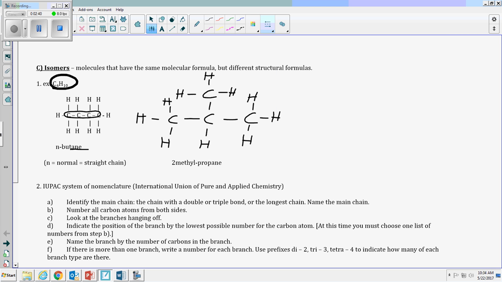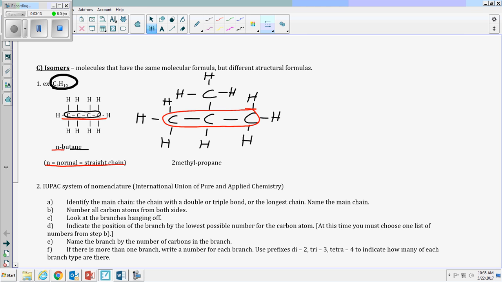That said, if you have this substance with all the carbons in one straight line, we call it N and then just the name that we would expect. This is a butane, N for normal, which means that all carbons are in one continuous line. The second example does not have all the carbons in one continuous line. Our continuous line of carbons only has 3 carbons in a row, and then we have a branch.